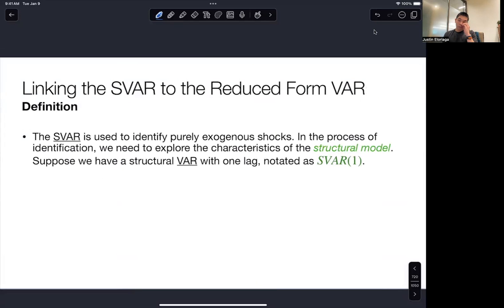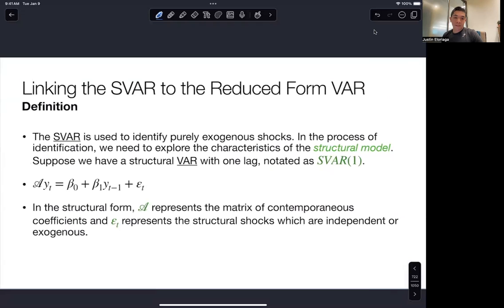As I mentioned, we're going to impose that restriction in the structural VAR. Then we're going to flip it around and run it as a reduced form VAR to estimate, right? So the SVAR is purely the identification of that exogenous shock. In the process of identification, we need to explore the characteristics of this so-called structural model. Now, suppose we have a structural VAR with 1 lag, say that's an SVAR(1).